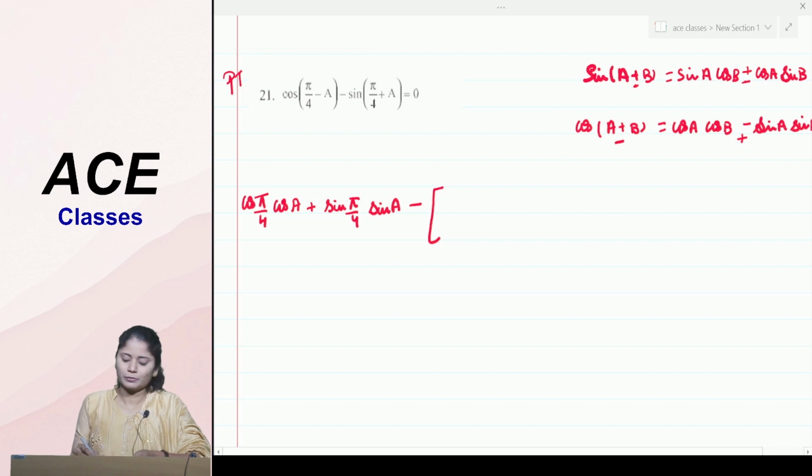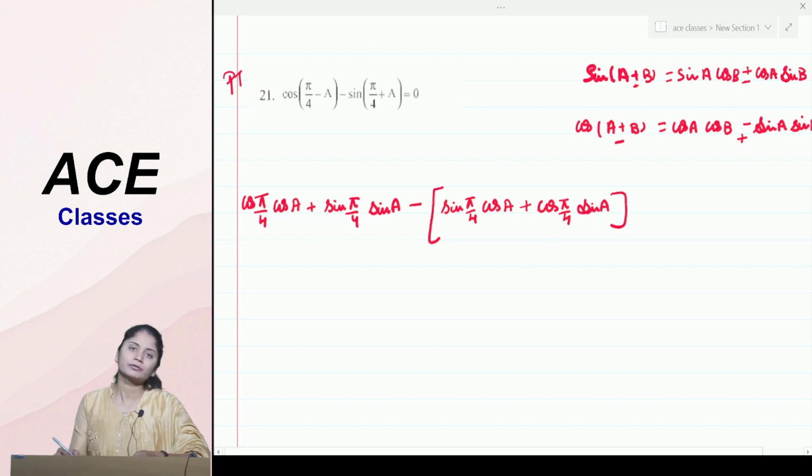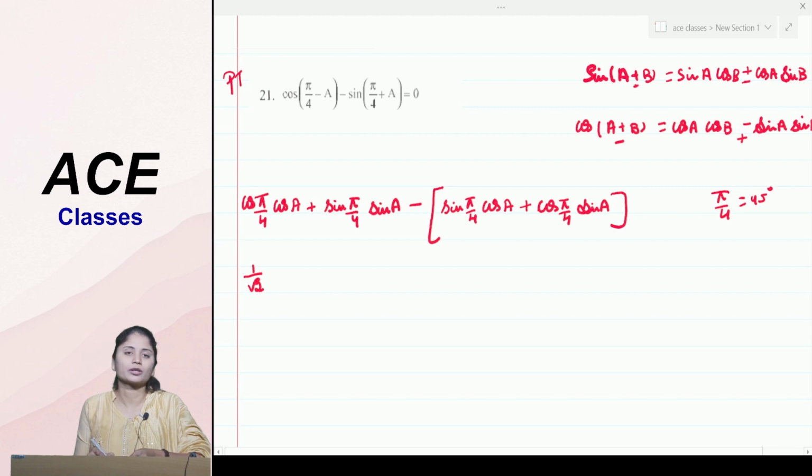So for sine of A plus B, I will use the formula sine A cos B plus cos A sine B, which here is sine pi by 4 cos A plus cos pi by 4 sine A. So pi by 4 is 45 degrees, because pi is 180, and 180 by 4 is 45. Cos 45 is 1 over root 2. I am just substituting the values: 1 over root 2 cos A plus sin 45 is 1 over root 2 sin A.